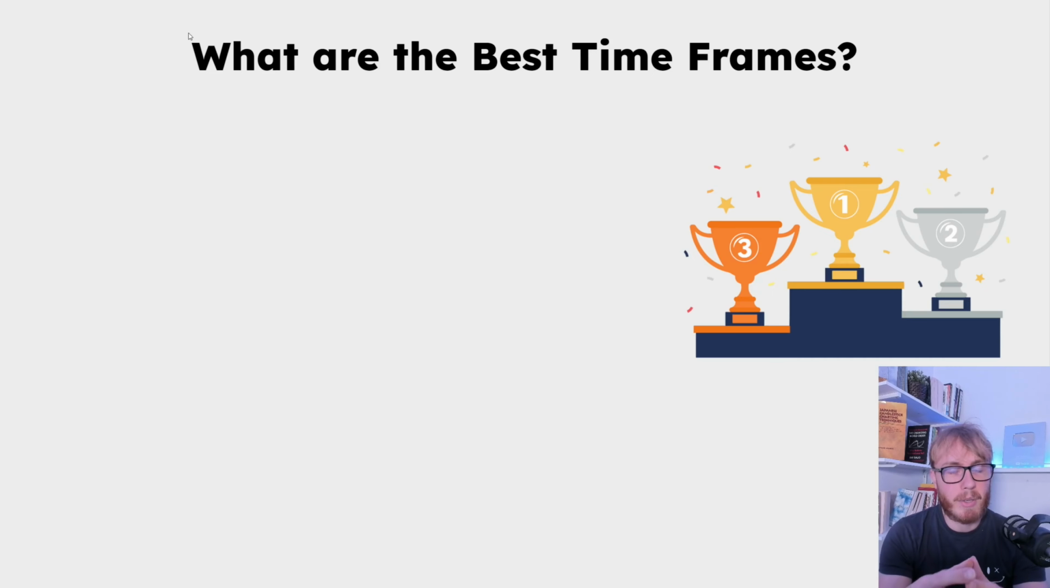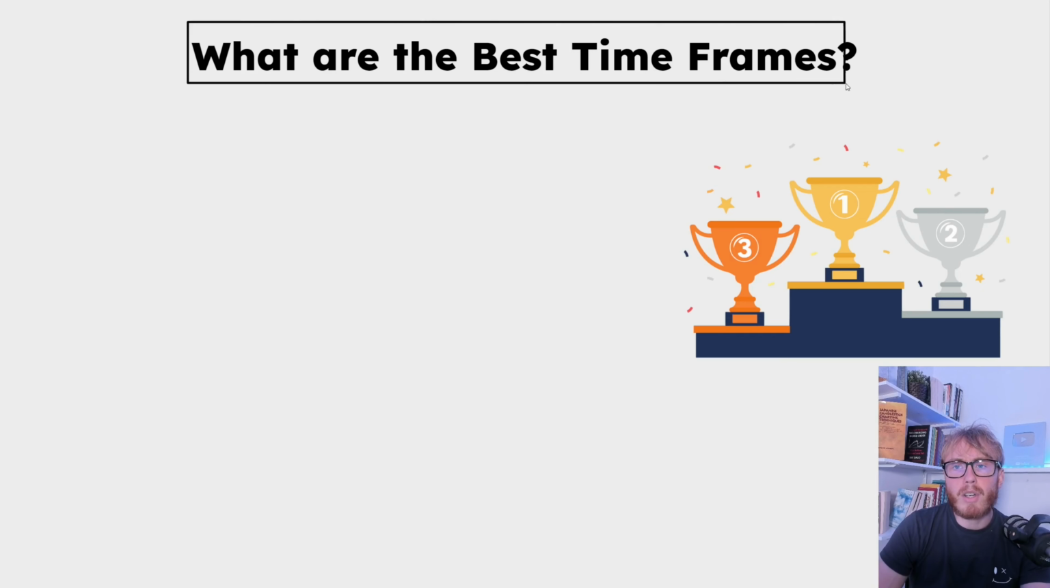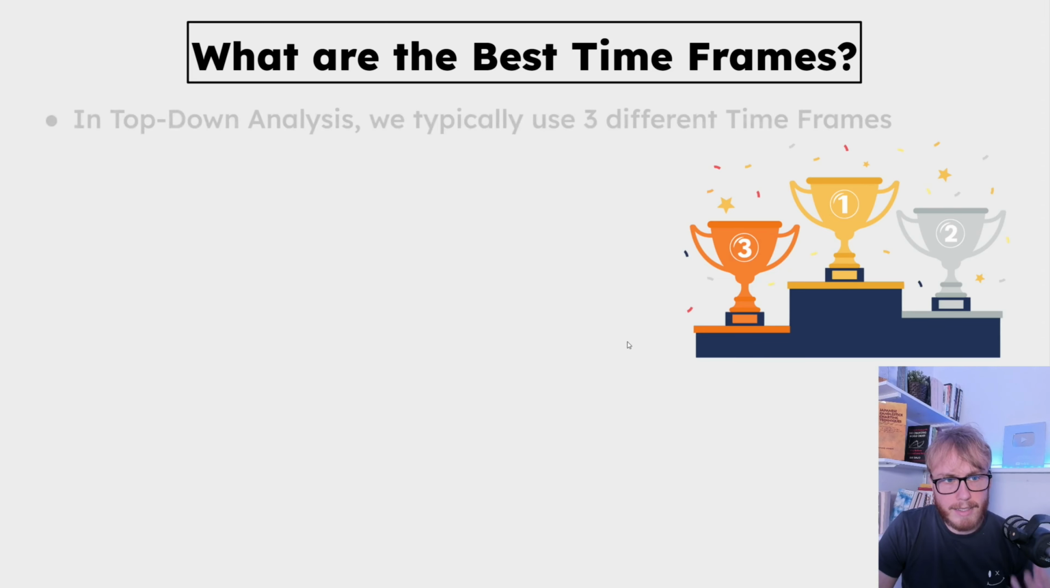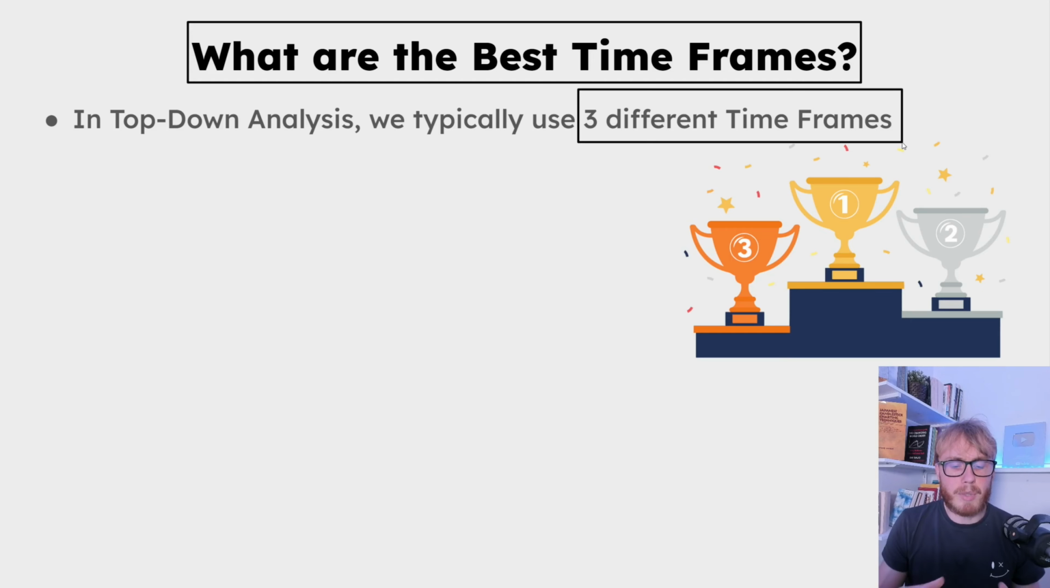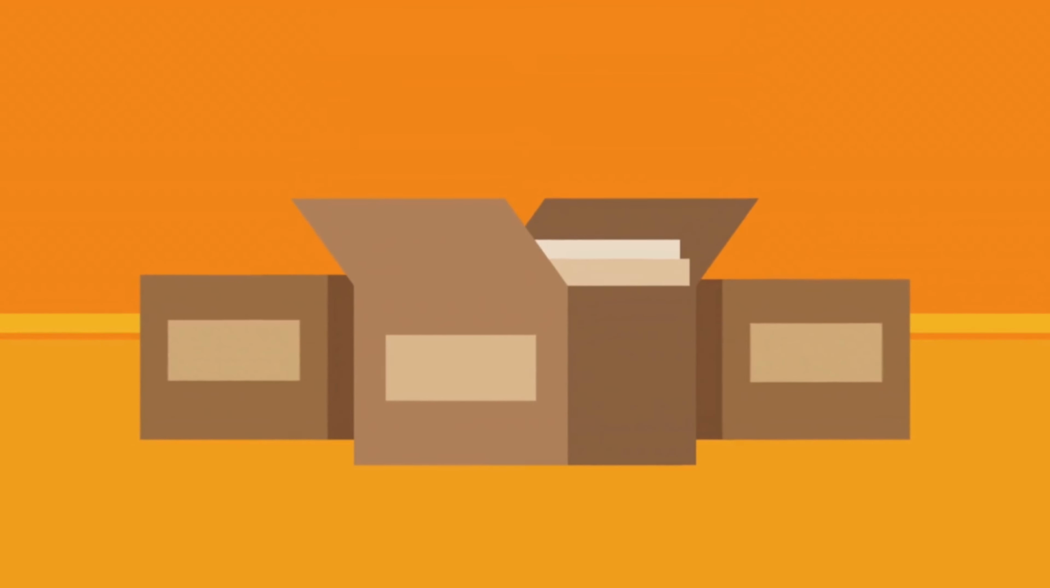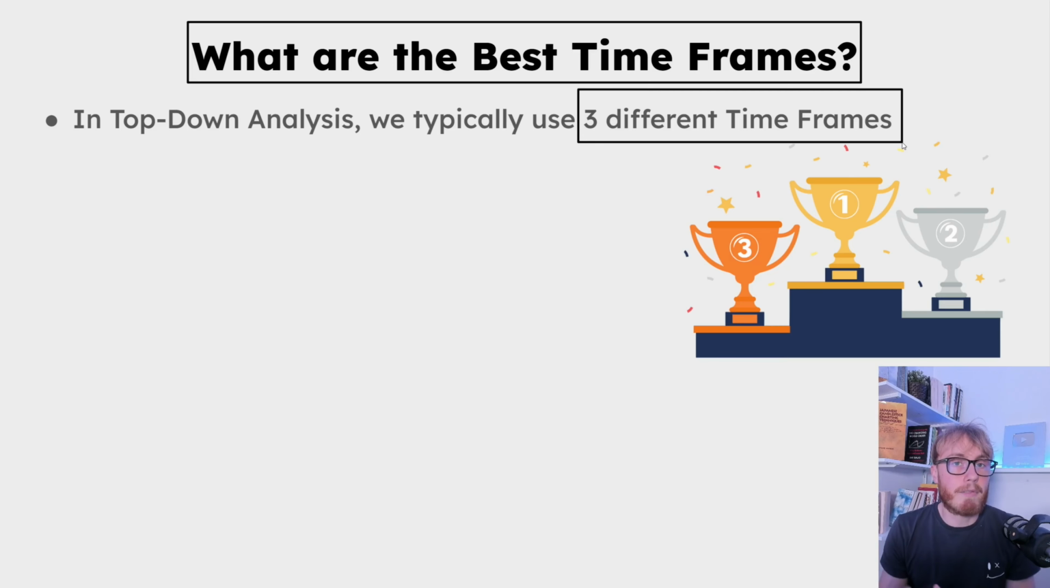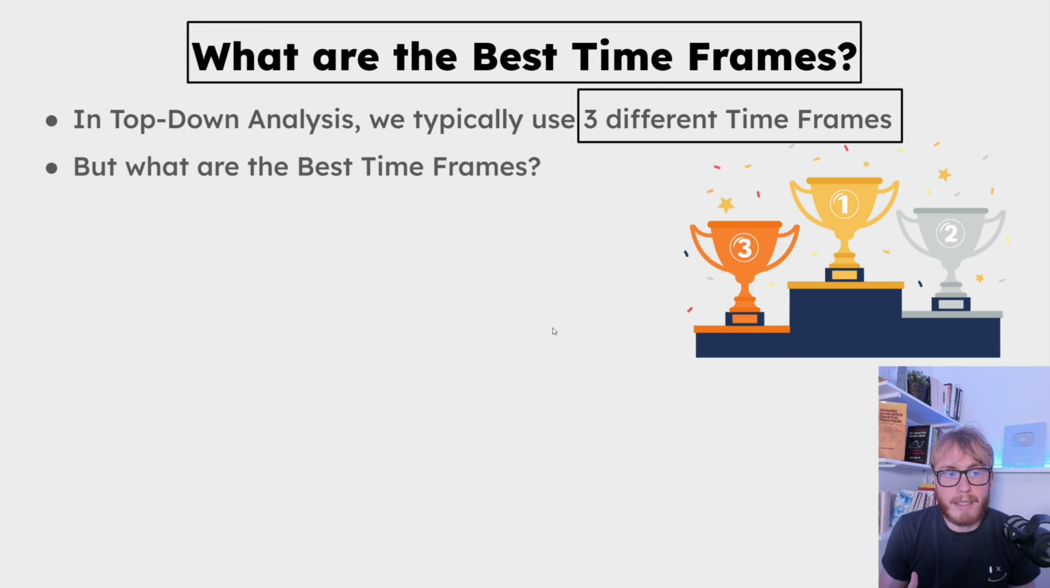But now, let's take a look at a question that many of you might be asking yourselves right now. And that is, of course, what are the best time frames to use for our top-down analysis? First of all, in top-down analysis, we typically use 3 different time frames. So here we need to choose 3 different time frames that not only are good on their own, but also combine into a good package. The time frames need to work well together. So how do we pick the best time frames?